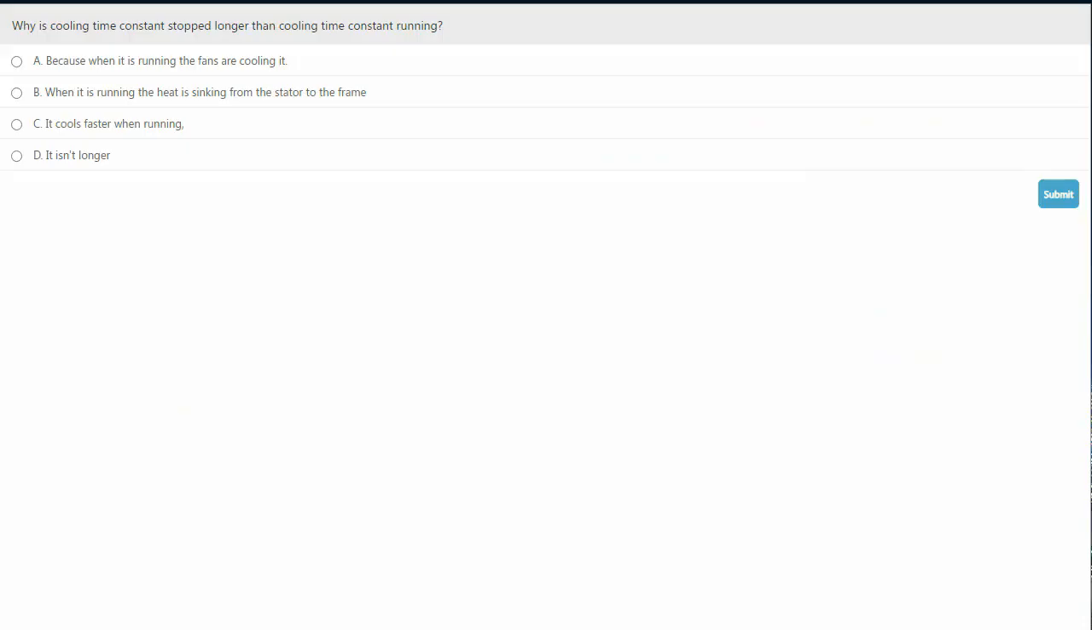So let's take another poll question. The poll question is, why is cooling time constant stopped longer than cooling time constant running? Our choices are: A, because when it is running, the fans are cooling it. B, when it is running, the heat is sinking from the stator to the frame. C, it cools faster when running, or D, it isn't longer.